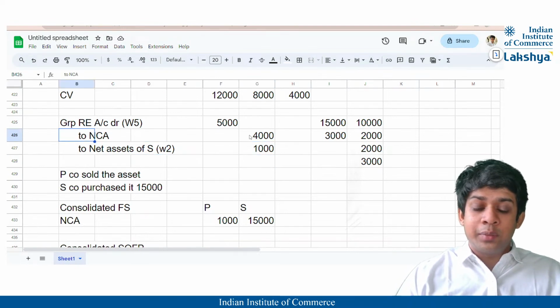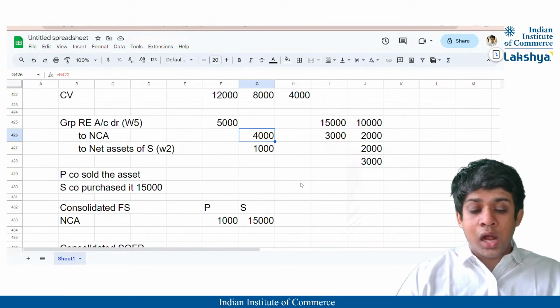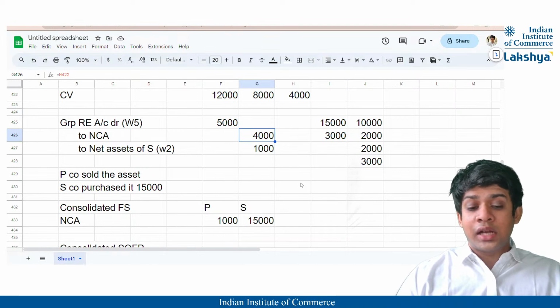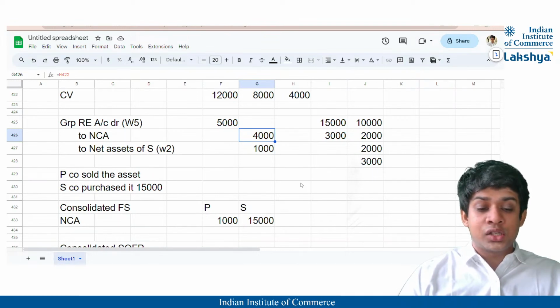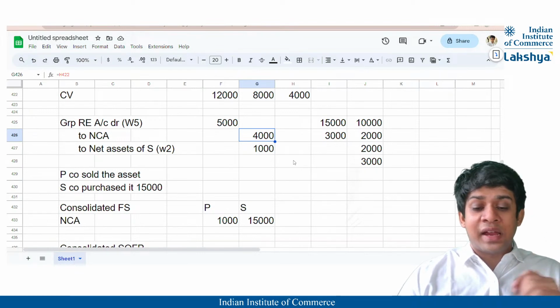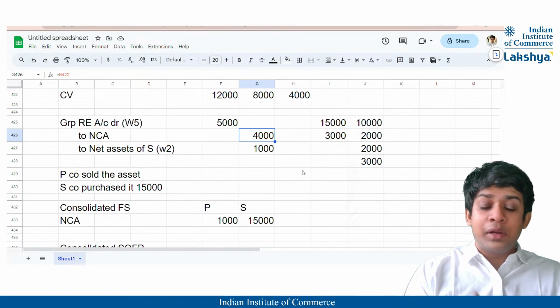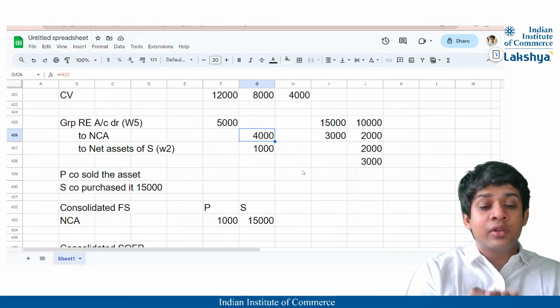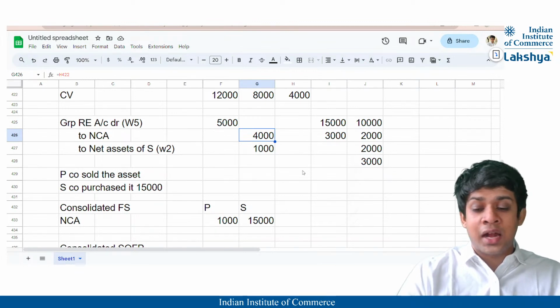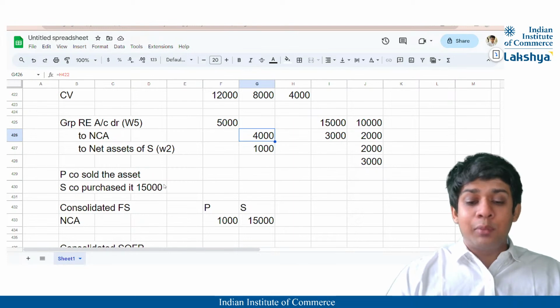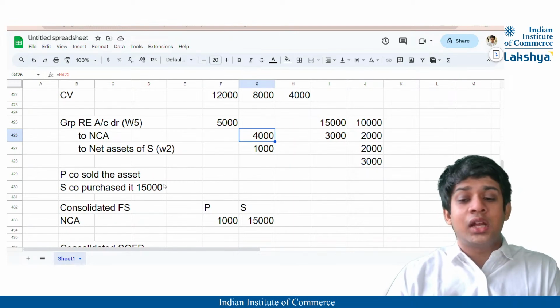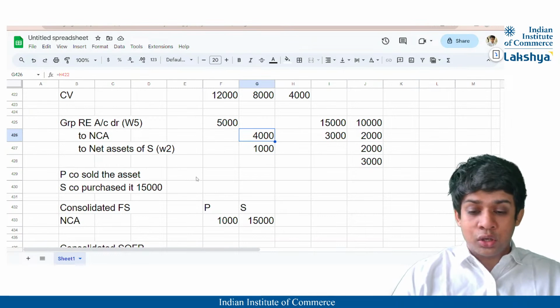The non-current asset shall be reduced by 5,000 because firstly the subsidiary must have purchased it at a higher price. So they must have recognized the asset at a value which is higher than its cost, right? So that adjustment shall be reduced, which is 5,000 here. But as we all know, the depreciation charged on it will also be higher. So we have to add back that depreciation because they've reduced the non-current asset by that depreciation value. Right? I'm not going into the depths of it again. I'm just giving a brief explanation of it.